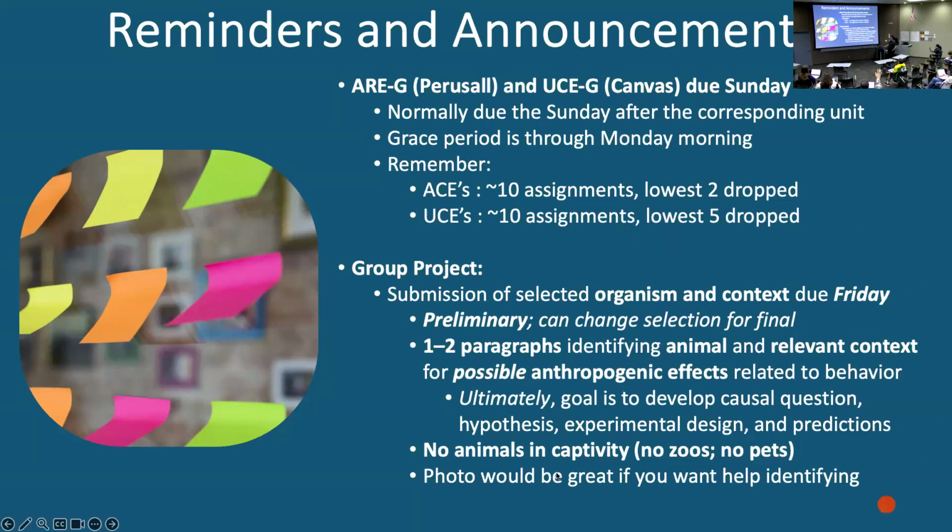Otherwise, this week, your submission of selected organism is due Friday. This is preliminary. You can change the selection. I'm not grading it for whether I think it's a bad choice and you don't get your points. Anyone who makes an earnest attempt at this, your group is going to get the points. It's just an opportunity for me to read through that and say, well, I think this is a great choice of organism, but maybe your selected context is a little too broad. Can you make it a little more specific? Because you want to imagine how to build an experiment for that.